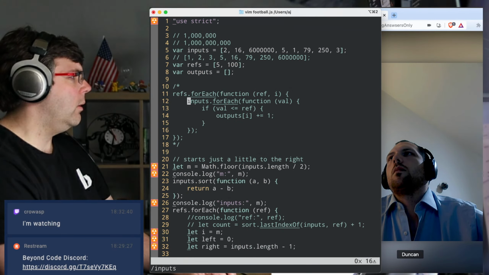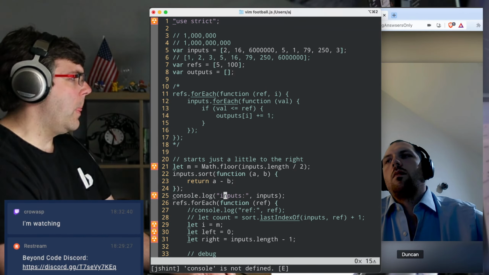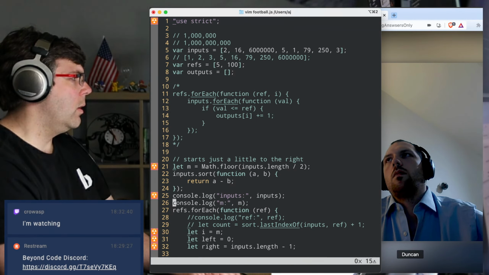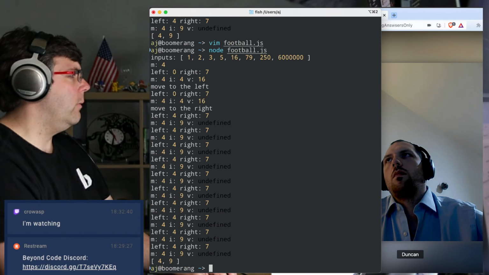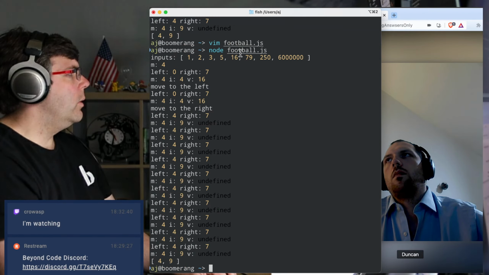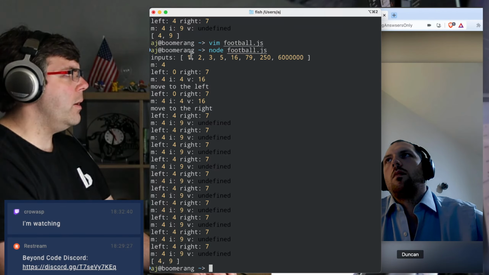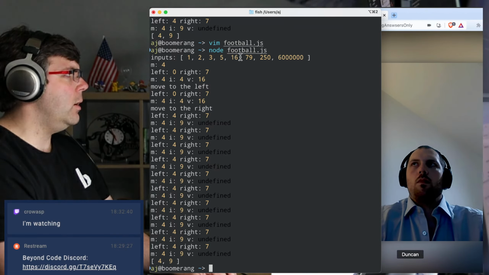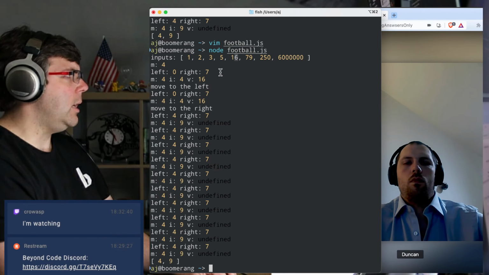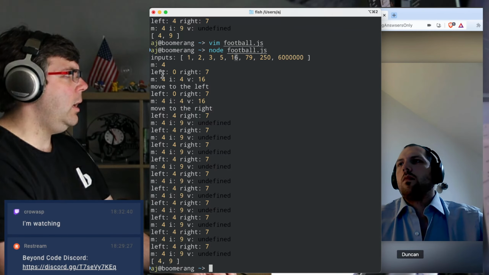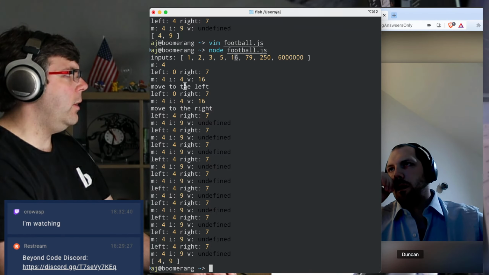Inputs. Oh, whoops, I didn't actually log out the inputs. Okay, let's see. So here's our inputs sorted. If m is equal to 4, then that would be 0, 1, 2, 3, 4. So it should be the first value. It would seem like it would be 16. Our left value boundary. Yep, so we want to move to the left.